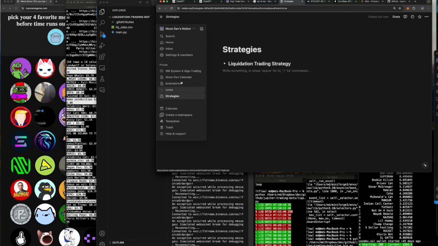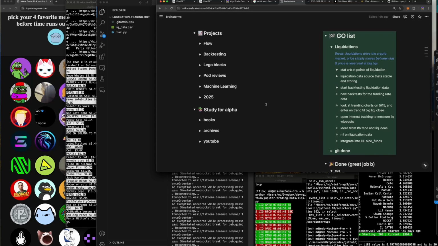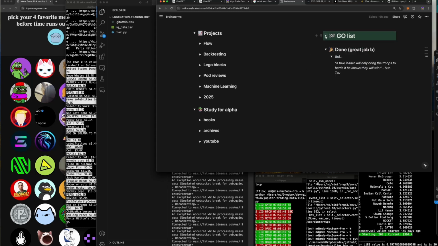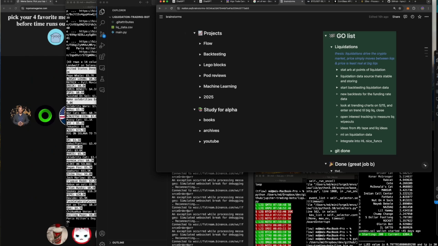Incredible. I mean, we built all this here together. So in the brainstorm section, this is essentially our brainstorm list. And look at that, I can just go list, boom, liquidations. This is what we're working on right now. We have so much structure now. This is amazing. All you have to do is show up and hit 777 B.